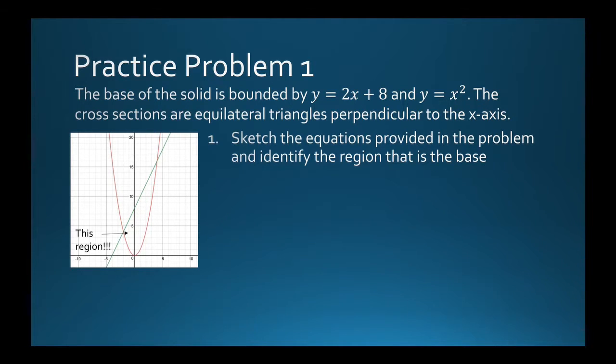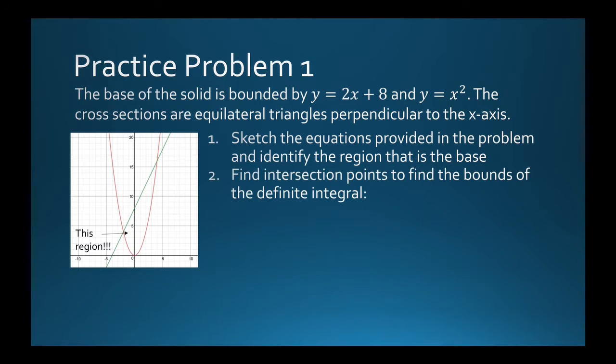region as the base. So now that we know what the base is, we need to find the intersection points to find the bounds of the definite integral. So we'll set the two equations equal to each other, 2x plus 8 equals x squared. Then bring everything over to one side, so we have x squared minus 2x minus 8 equals 0. And then we can factor that into x minus 4 times x plus 2 equals 0. So x equals 4 and negative 2, and those are the bounds of the integral.